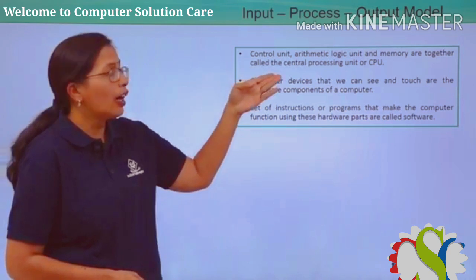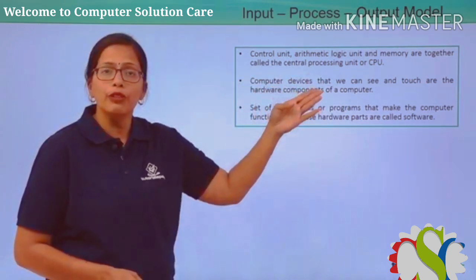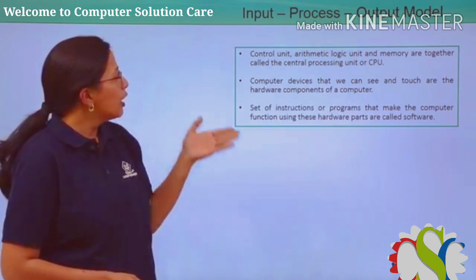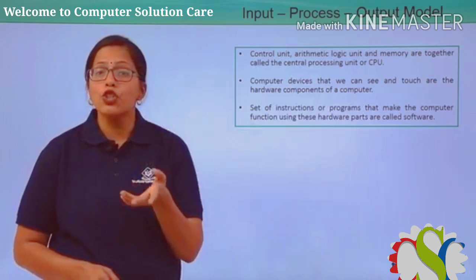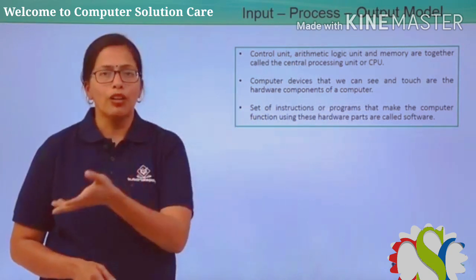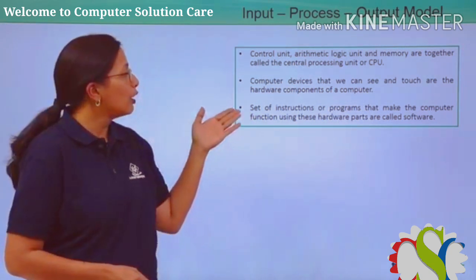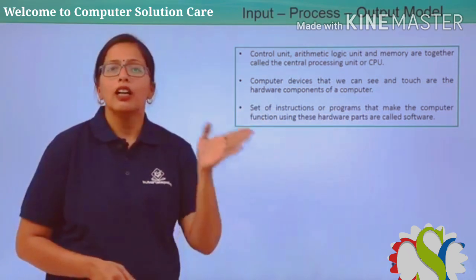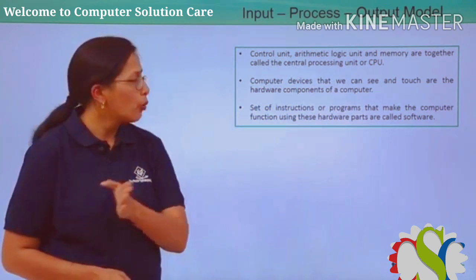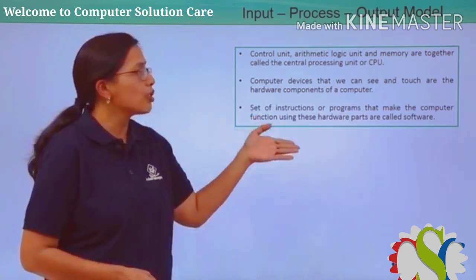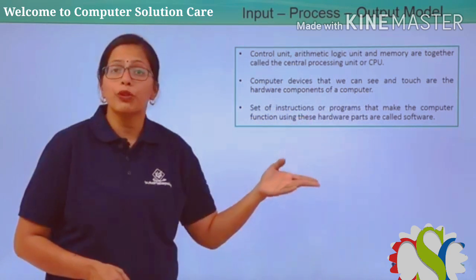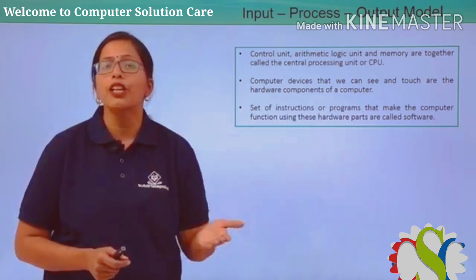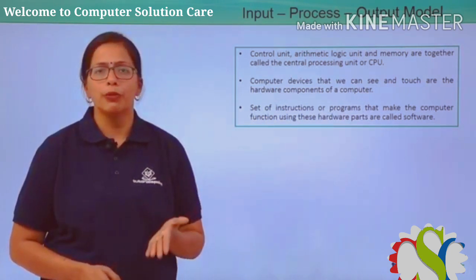The control unit, the arithmetic logic unit, and the memory unit are together called the CPU or the central processing unit. Computer devices that we can touch and feel, like a keyboard, a monitor, a mouse, are called the hardware components of the computer. Besides the hardware component, a computer also has software. What is software? Set of instructions or programs that make the computer run. The instructions that we are giving to the computer form the software of the computer.